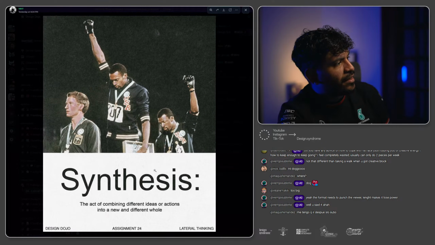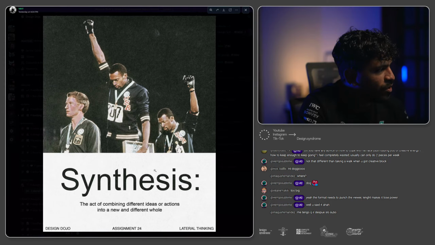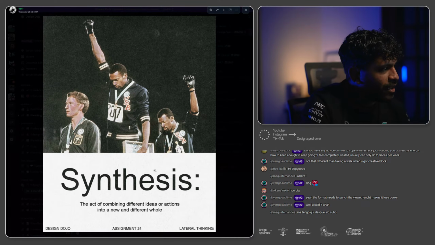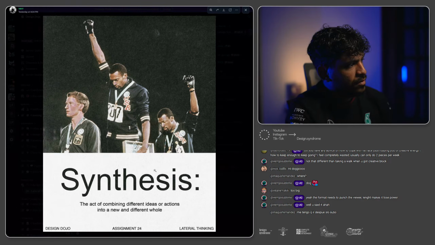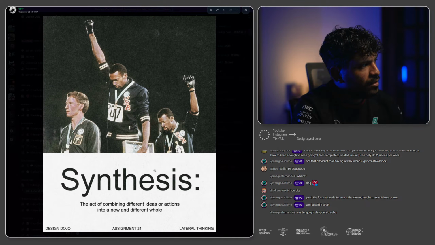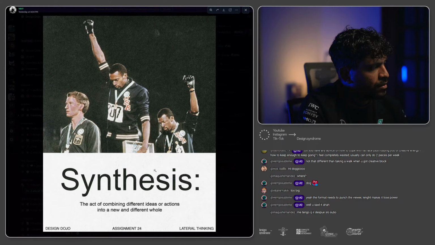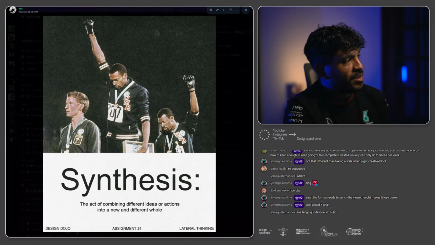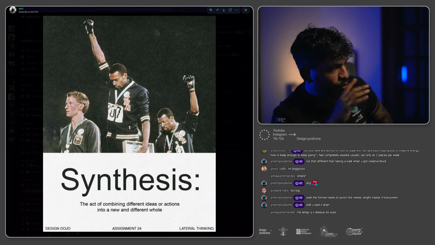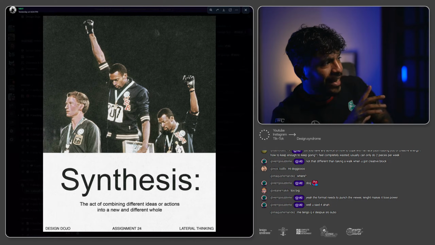The act of combining different ideas or actions into a new and different whole. This one is really nice. Act of combining different ideas into a new whole, right? This is super nice because I feel we could grab another image, but I get what he's trying to say.